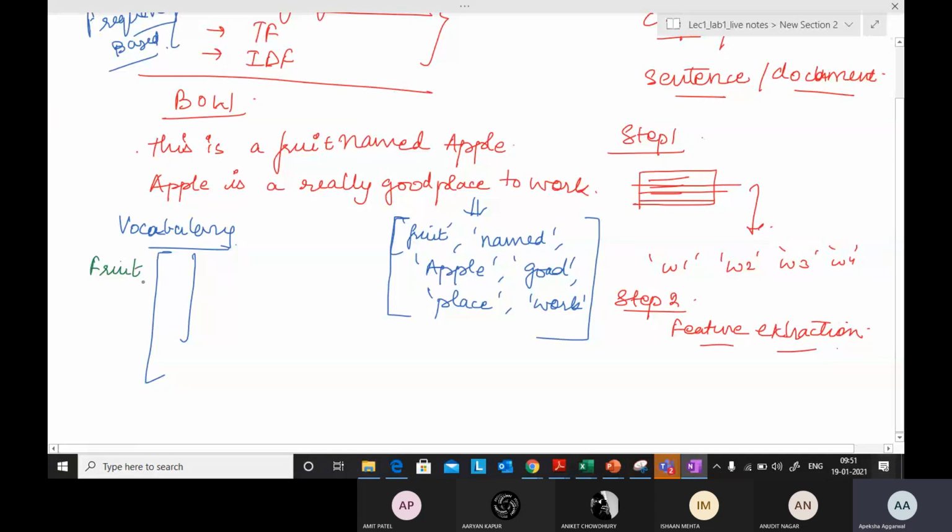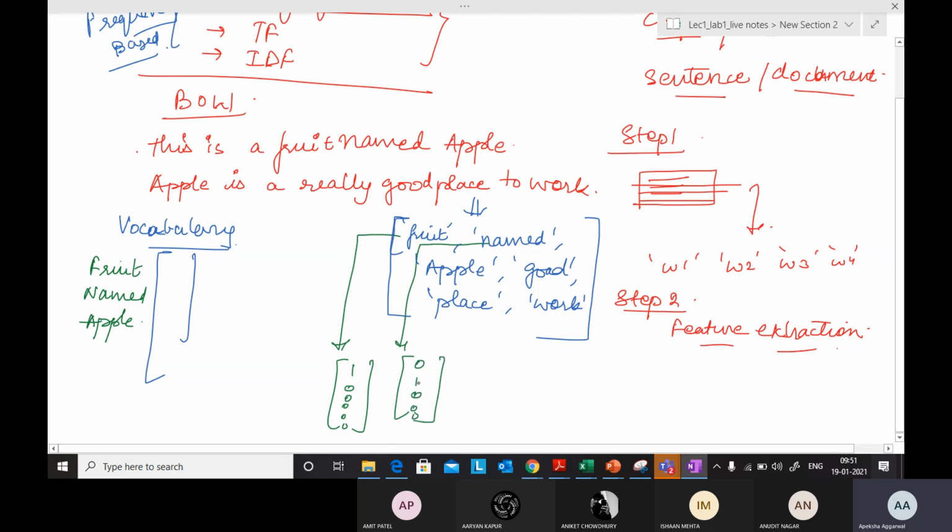Fruit. Second word would be named, maybe apple. So this is your vocabulary, right? If you want to represent this fruit, you would represent it as one, and the rest would all be zeros. If you want to represent this named, this would be 1 only where this named was present, and the rest would all be 0.